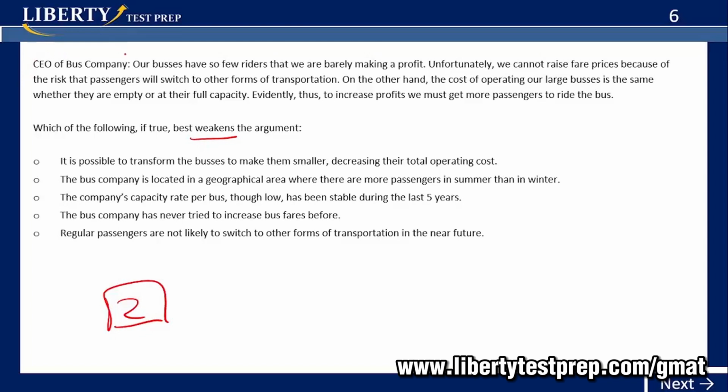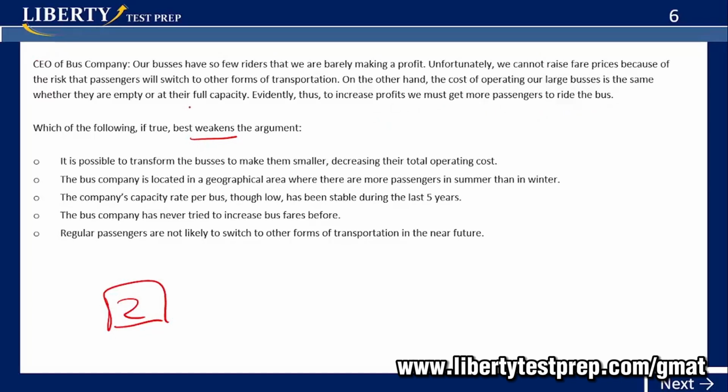CEO of bus company, he's saying something. He says, our buses have so few riders that we are barely making a profit. Unfortunately, we cannot raise fare prices because of the risk that passengers will switch to other forms of transportation. On the other hand, the cost of operating our large buses is the same whether they're empty or at their full capacity. Evidently, thus, to increase profits, we must get more passengers to ride the bus.